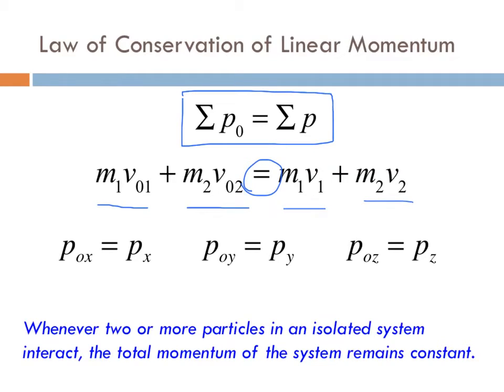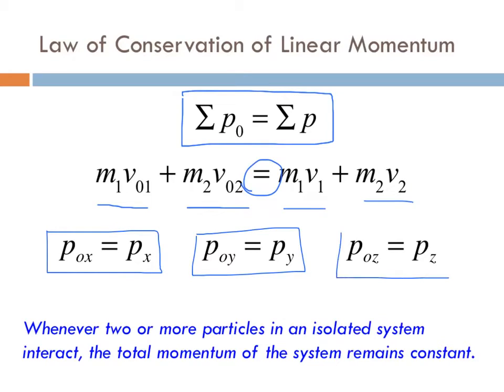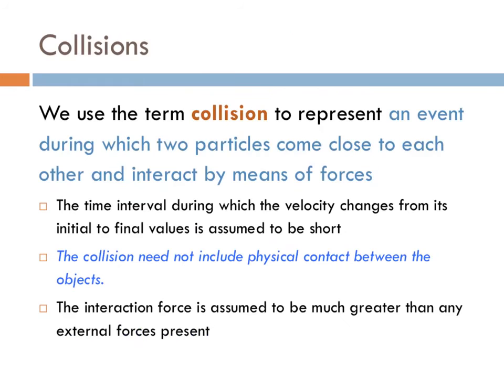Now, again, remember that momentum is a vector, meaning that if we are talking about the other two dimensions, we can say all of the momentum in the x direction will be conserved, all of the momentum in the y direction will be conserved, and all the momentum in the z direction will also be conserved. So, if there is no momentum at the beginning in those directions, there will not be any momentum at the end in those directions.